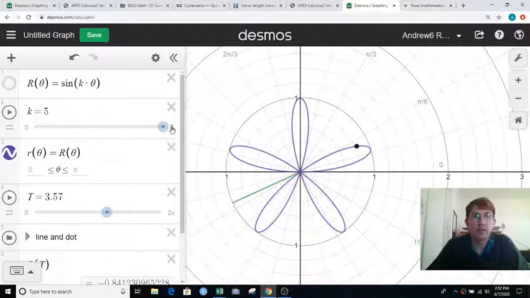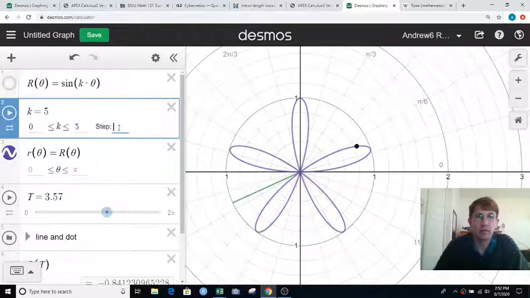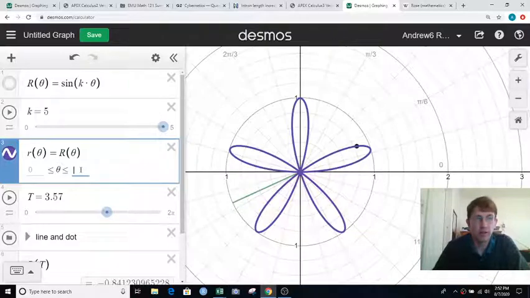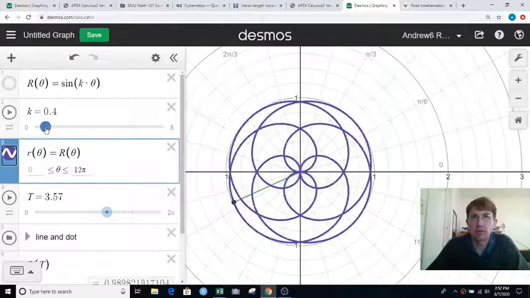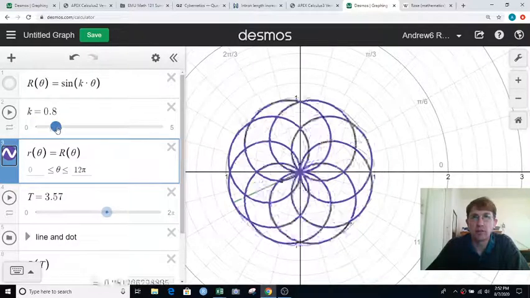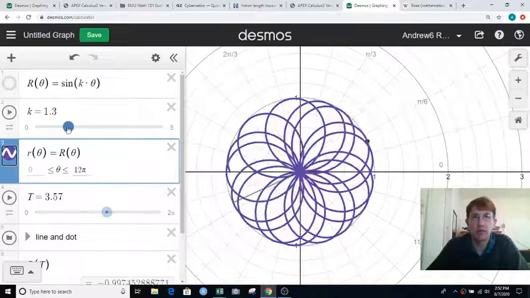And then if we switch it to not integers, but we'll take theta up to 12 pi again. What do we get there? All kinds of interesting shapes. So that's the beauty of mathematics right there.